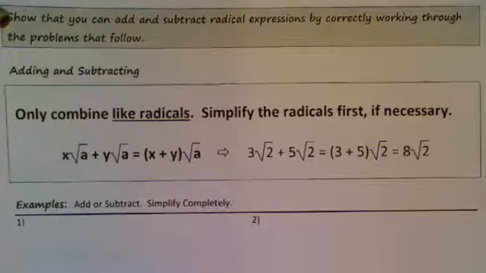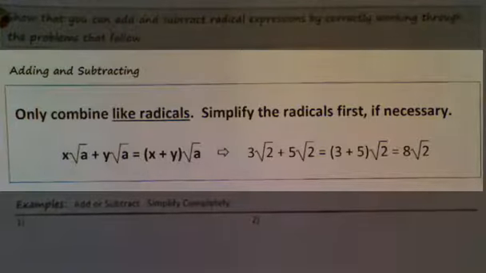Hi algebra students. In this lesson we are going to be adding and subtracting radicals. So far we have simplified and multiplied radicals, we have divided, rationalized and simplified radicals, and now we're going to add and subtract. Adding and subtracting radicals is a lot like adding and subtracting variable expressions, where you can only combine like terms. With radicals, you can only combine like radicals.